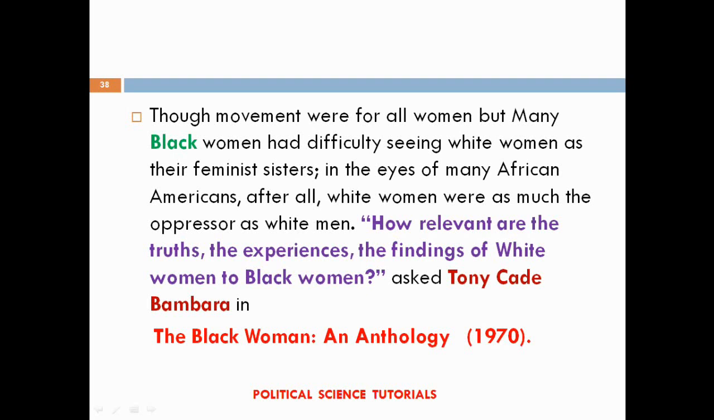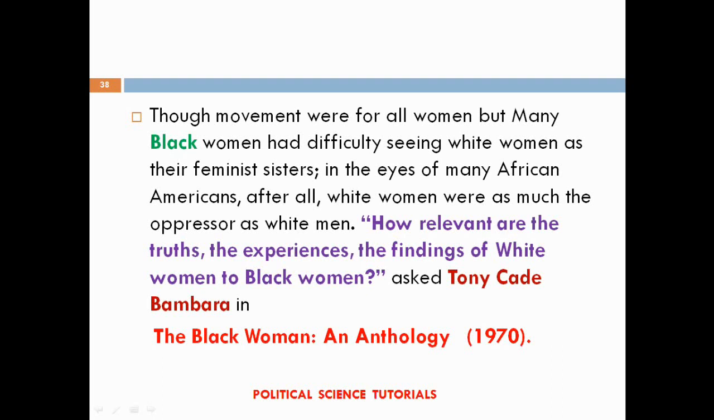Further, she says, I don't know that our priorities are the same, that our concerns and methods are the same. Thus, black feminists had seen white feminists as incapable of understanding their concerns. Also, in the second wave, many black women had difficulty seeing white women as their feminist sisters. In the eyes of many African Americans, after all, white women were as much the oppressor as white men.